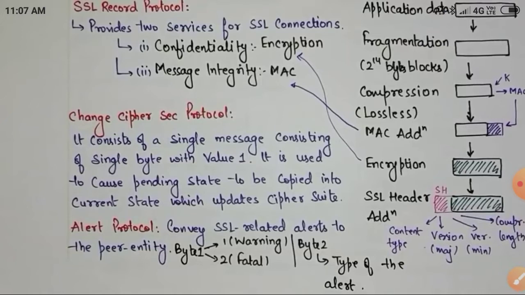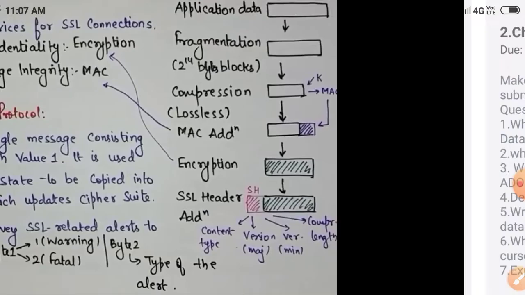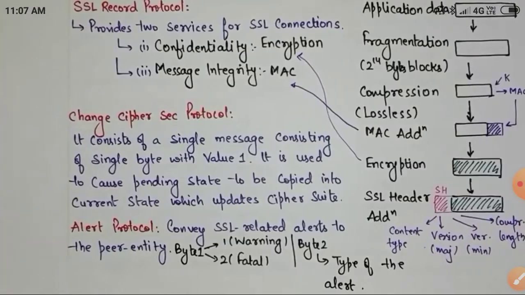So in this SSL header, it contains the content type, and then the version, which version we are using, and then the length. So these things will be available in the SSL header. These things we are adding. This is what happens by the SSL protocol. All this work is done by the SSL protocol.